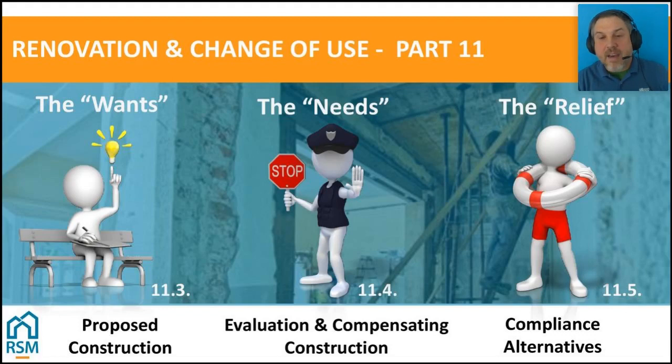Third is we have the relief. The relief is essentially the new code would require X. We're going to allow you to do Y because it's an existing building, and we're going to provide some relief for that section. And that's in 11.5. So that is the 3 particular areas and how I split up Part 11 in my particular situation, is to get these 3 things through my head.